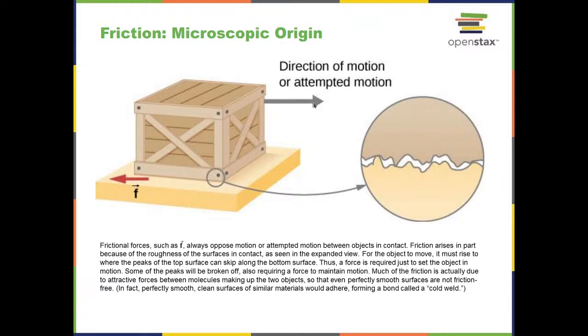If you are pushing this crate in this direction and it's moving in that direction, there is motion or attempted motion in that direction, then the friction will be pointing in exactly the opposite direction. And of course, the reason why there's friction is microscopic in nature. There are little imperfections in the surface, and they start to grip into each other, and that is what is going to cause this crate to have difficulty moving, because it needs to get over these little bumps in the microscopic surface.